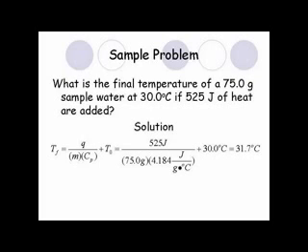So here we have 525 joules divided by 75 grams and 4.184 joules per gram times degrees Celsius. Now when we do this, our joules will cancel, our grams will cancel. We're left with 1 over degrees Celsius, which is a degree Celsius. We're going to add that value to our 30 degrees Celsius, and we get a final temperature of 31.7 degrees Celsius.